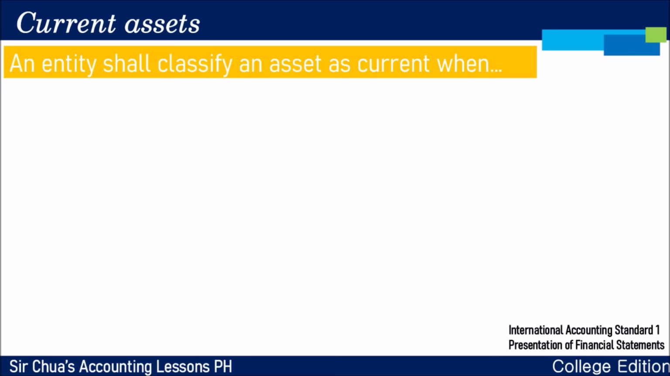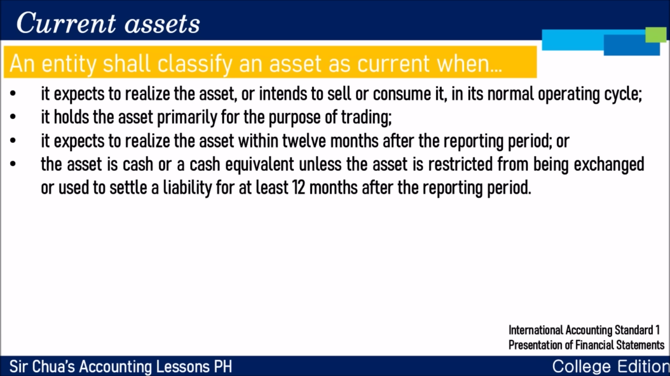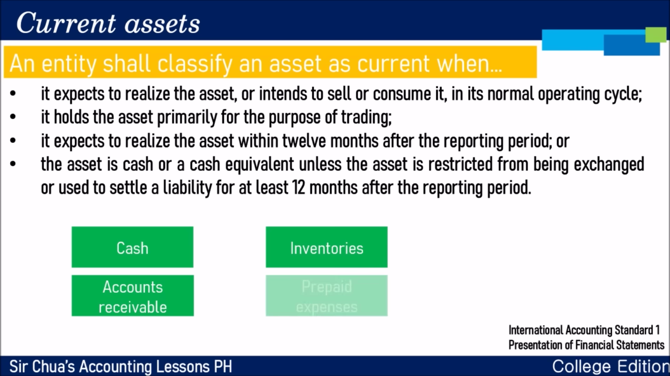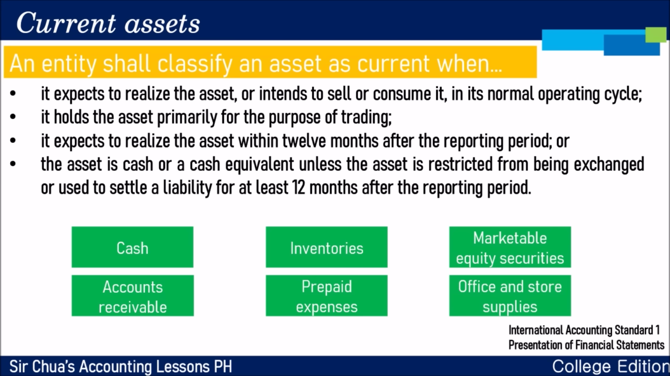Okay, so according to International Accounting Standard 1, entitled Presentation of Financial Statements, an entity shall classify an asset as current when it expects to realize the asset or intends to sell or consume it in its normal operating cycle, it holds the asset primarily for the purpose of trading, or there is a realization of the asset within 12 months. And then there is a fourth provision which tells us expressly that cash and cash equivalents are current assets, unless they are restricted from being exchanged or used to settle a liability for at least 12 months after the reporting period. Well, as we all know, current assets include cash, accounts receivable, inventories, prepaid expenses, marketable equity securities, and office and store supplies, and all other current assets, no?